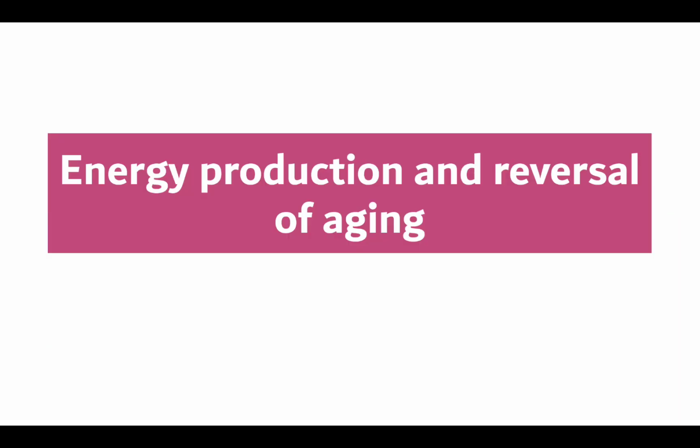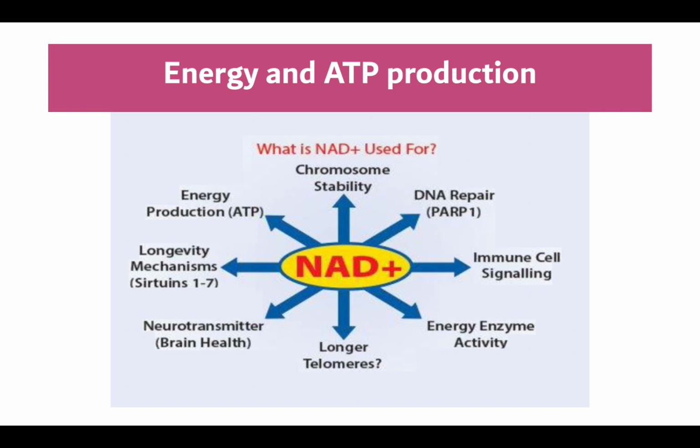Now, we will go to the third part, which is energy production and the reversal of aging. As we know, our body works with energy, and the energy molecule in the body is ATP, adenosine triphosphate. However, this adenosine triphosphate is manufactured in the mitochondria, which is the powerhouse of the cell. It's created from another very important substance. We will go to it now.